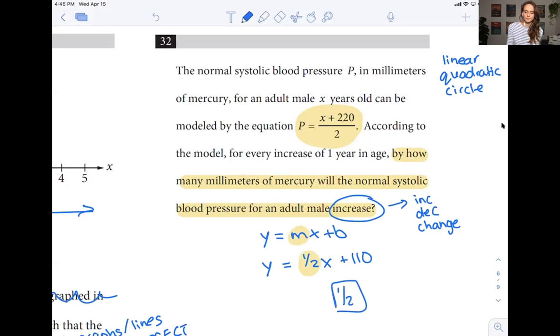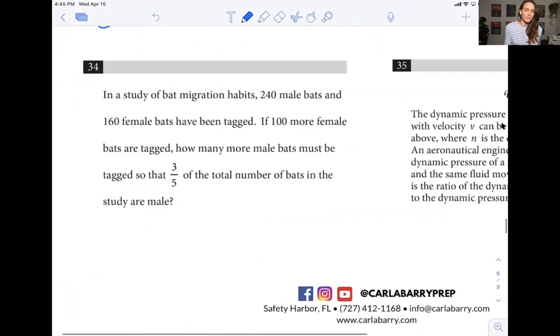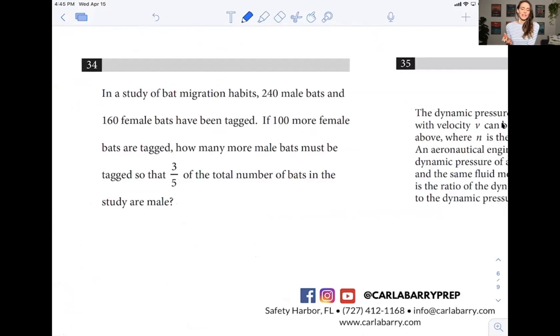And then we're done. So you could answer this question just by looking at it too, without even really putting your pencil on paper. So number 34, this is the question that you could use equation solver for on your calculator. So it says, in a study of bat migration habits, 240 male bats and 160 female bats have been tagged. If 100 more female bats are tagged, how many more male bats must be tagged so that 3/5 of the total number of bats in the study are male?